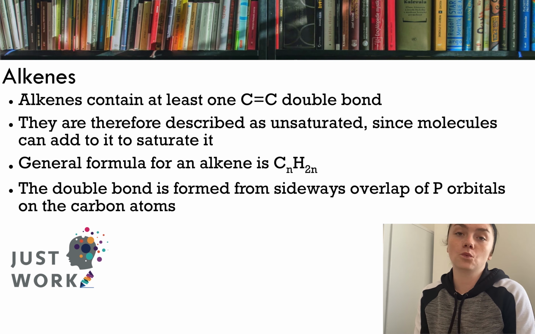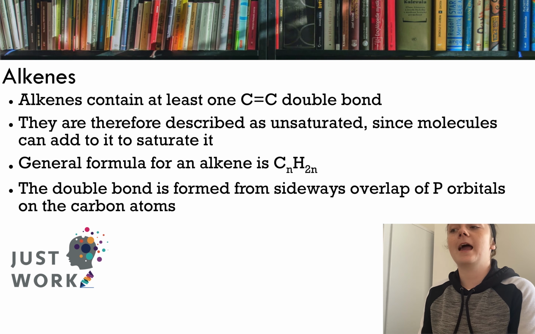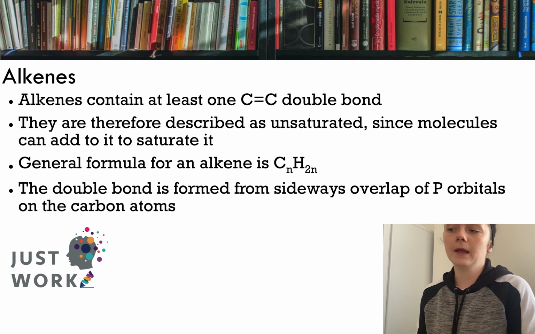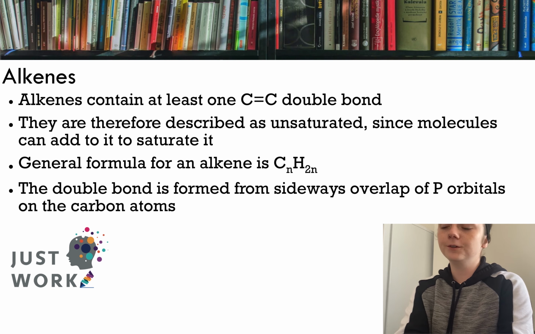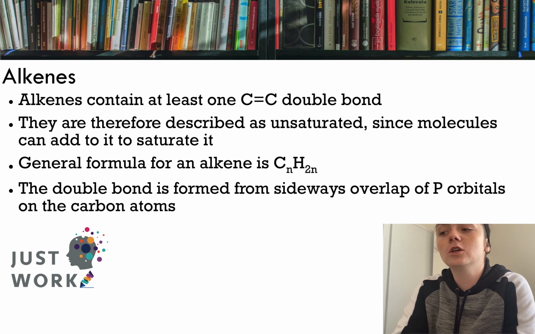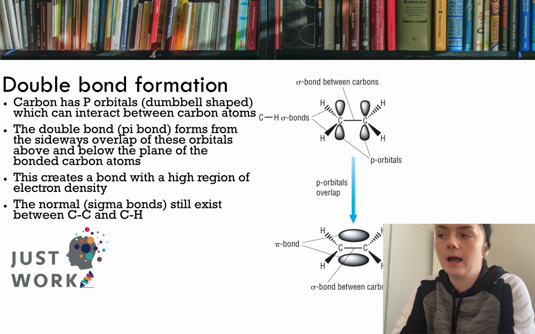Alkenes contain at least one double bond, which means they are described as unsaturated since lots of molecules can be added to them. Now they have the general formula of CnH2n and the double bond is formed from sideways overlap of p orbitals on the carbon atoms.